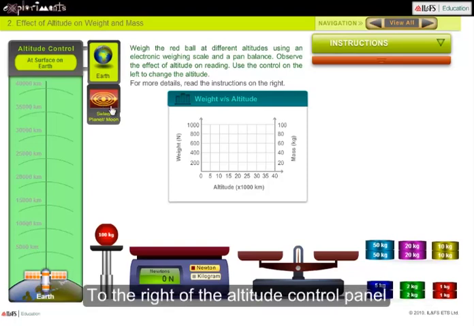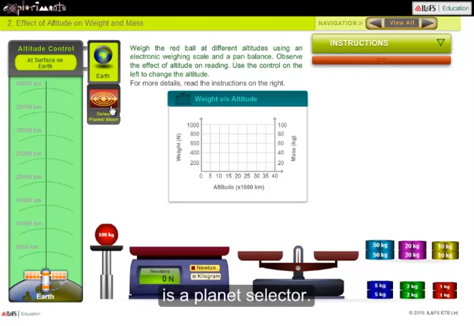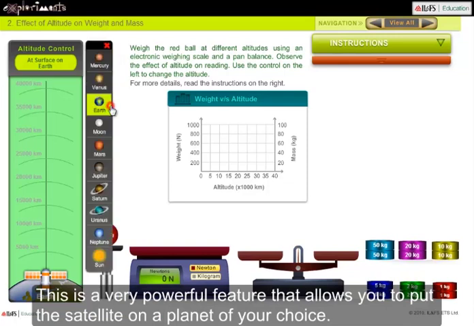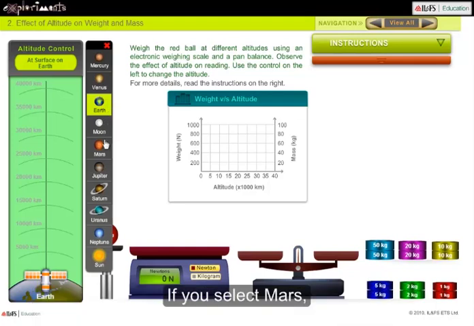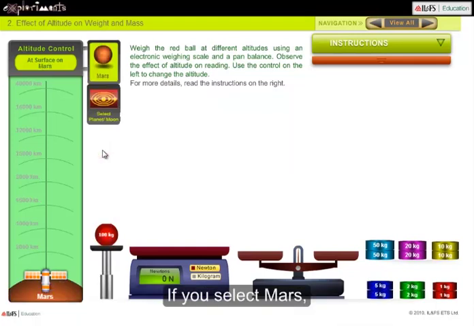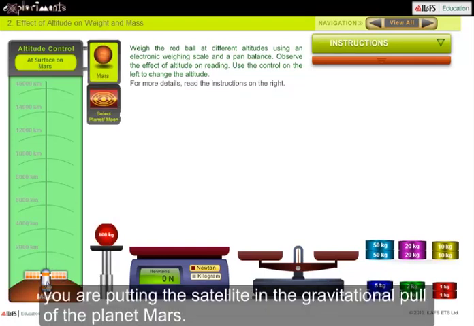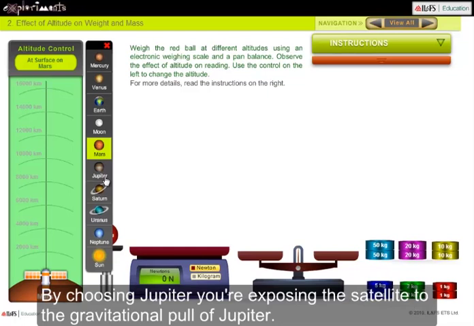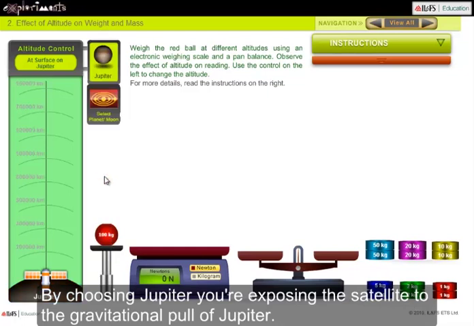To the right of the altitude control panel is a planet selector. This is a very powerful feature that allows you to put the satellite on a planet of your choice. If you select Mars, you are putting the satellite in the gravitational pull of the planet Mars. By choosing Jupiter, you are exposing the satellite to the gravitational pull of Jupiter.